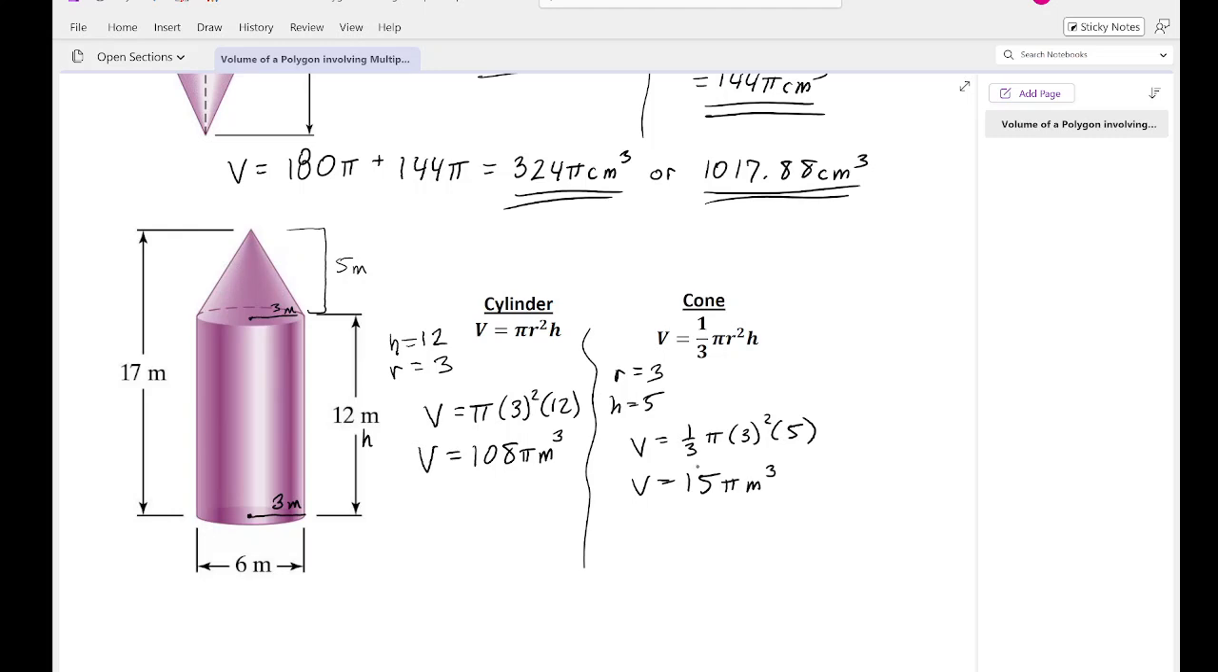So now I have the volume of the cone. I got the volume of the cylinder. So now I'm just going to add them together to get the volume of the whole thing. So volume equals 108 pi plus 15 pi. And that's going to end up giving me 123 pi meters cubed. Or if you just put it in your calculator, if you don't want the exact answer like that, you're going to end up getting 386.42 cubic meters.